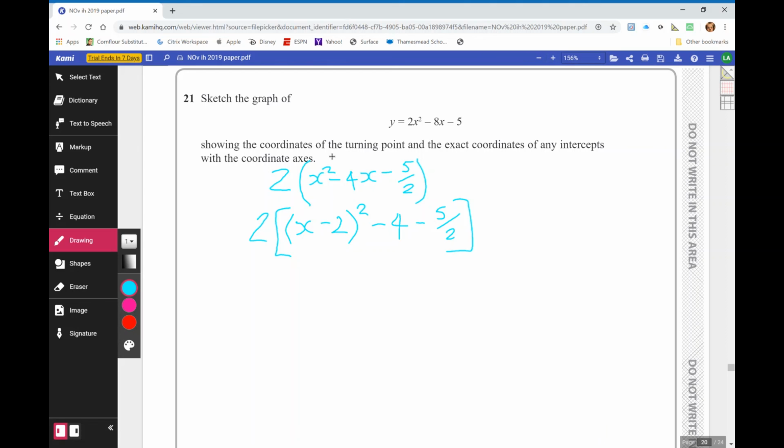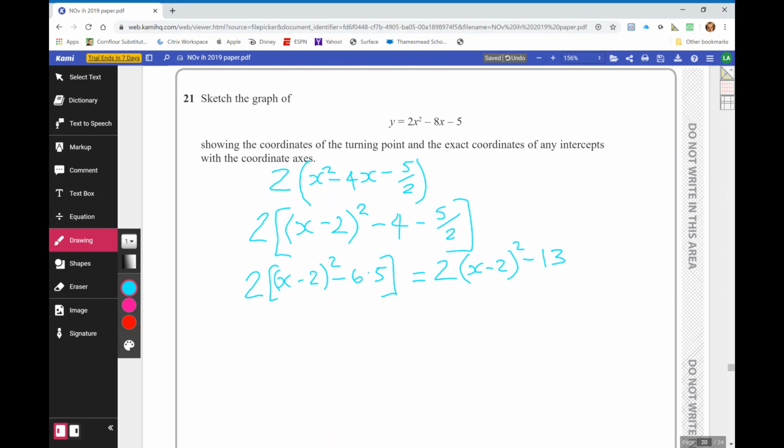So 2 lots of x minus 2 squared, oops, minus 6.5, leave like that. And then what you need to do is multiply this 2 out, just this part, leave this as it is, because then you will end up having 2 lots of the bracket squared. And if you times 2 by minus 6.5, you end up with minus 13.